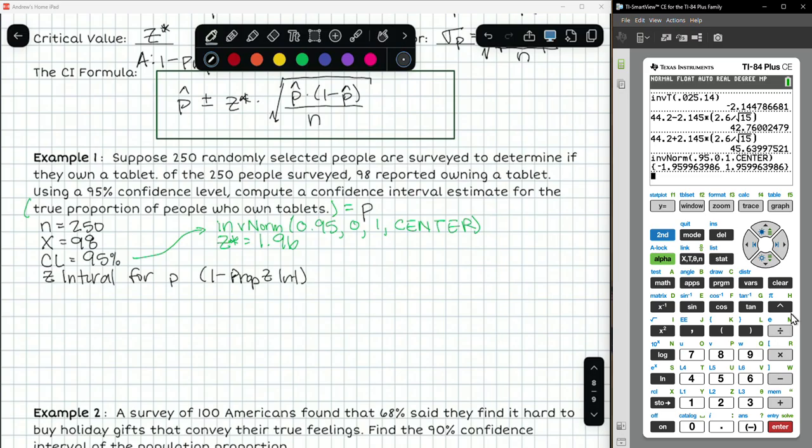Now that we have all those moving pieces, we can build our interval. So p hat plus or minus z star times the square root of p hat times 1 minus p hat over n. And we need to figure out what p hat is, and I know p hat is going to be x over n. So p hat equals 98 divided by 250.